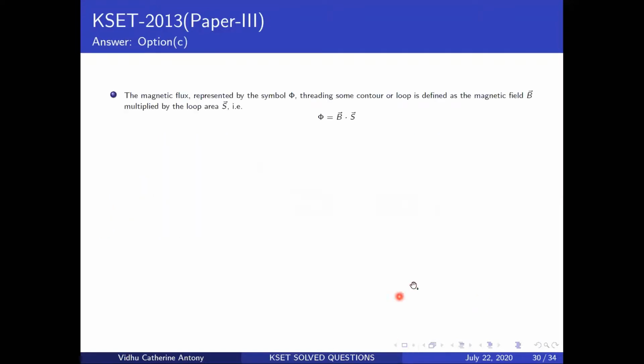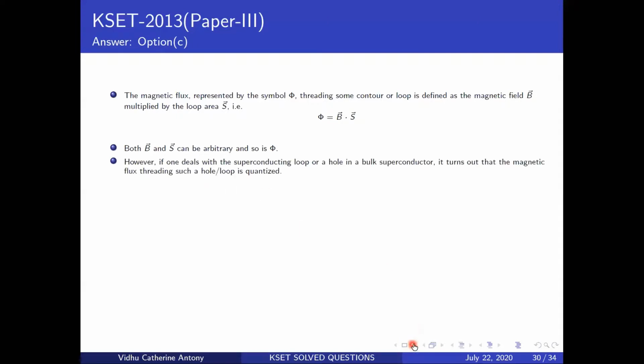Let's look at what your basic definition of magnetic flux is. When you're talking about flux, you're talking about some vector through an area. Here we're talking about magnetic flux, so the magnetic vector through an area. This magnetic flux is denoted by phi. It's threading some contour or loop. You've got B as your magnetic field and S as your loop area. You take the dot product of both of them and you get your flux.